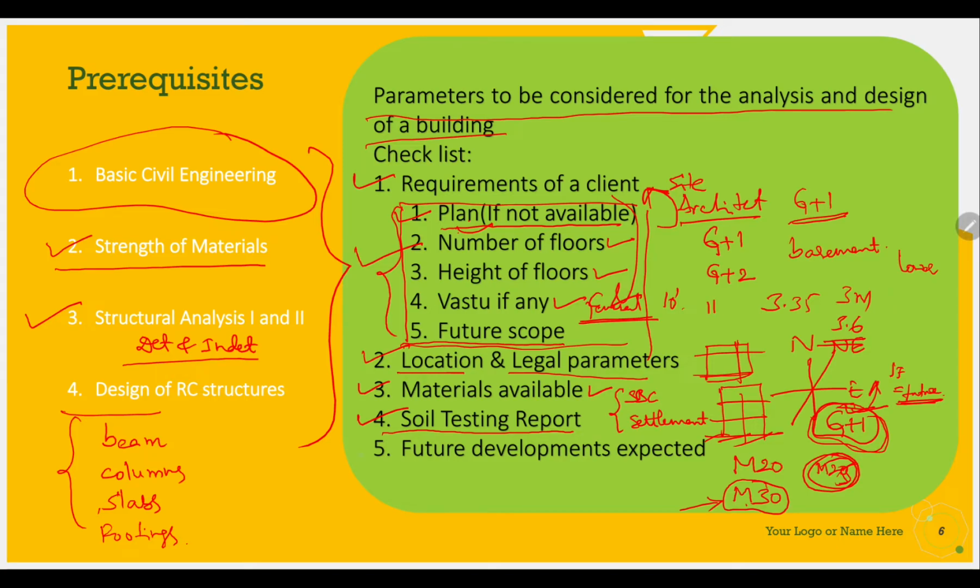Then future developments expected. Say you have a road around, say a 30 feet road, and the site you are going to construct on is around 40 by 60. Just remember that the road may expand in the future, and we should consider that probability. It may be a main road, or attached to the main road, a district road, village road, or something like that. You should have that knowledge, and you should give a probable offset for that.